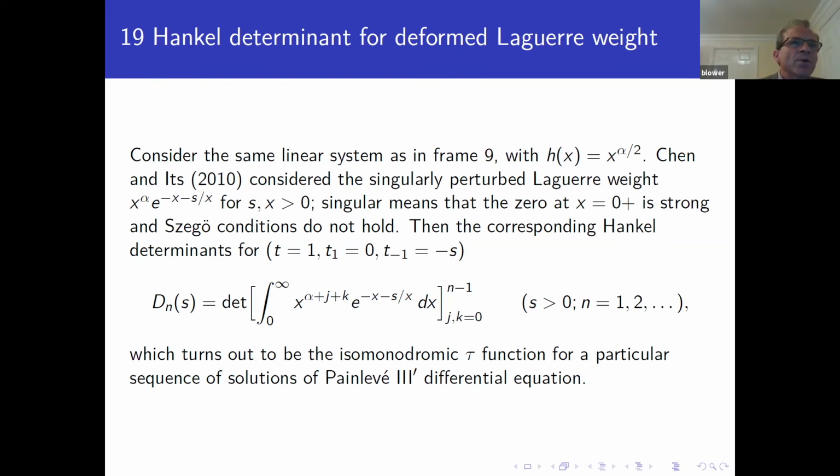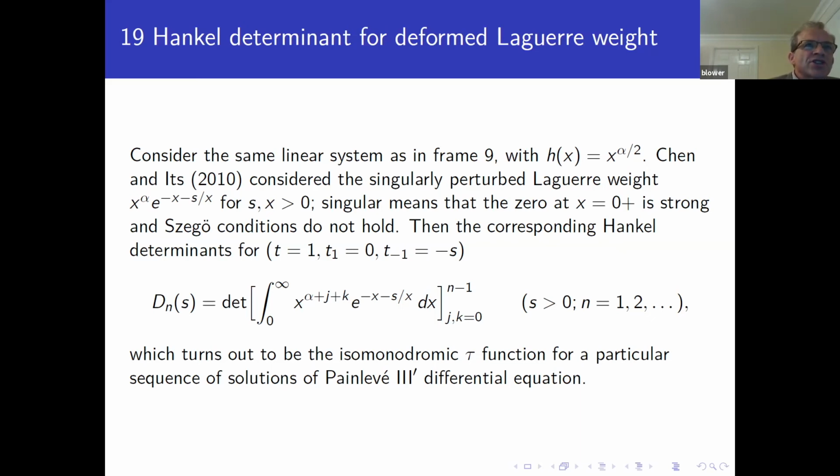We're going to consider a Hankel determinant, and it's going to be for what's called the deformed Laguerre weight. The Laguerre weight involves power x to the alpha. So we're going to introduce this by taking the linear system from frame 9, and the special choice of h of x is going to be x to the alpha over 2. So when you take h squared, then you get x to the alpha. Now the standard Laguerre weight is x to the alpha e to the minus x.